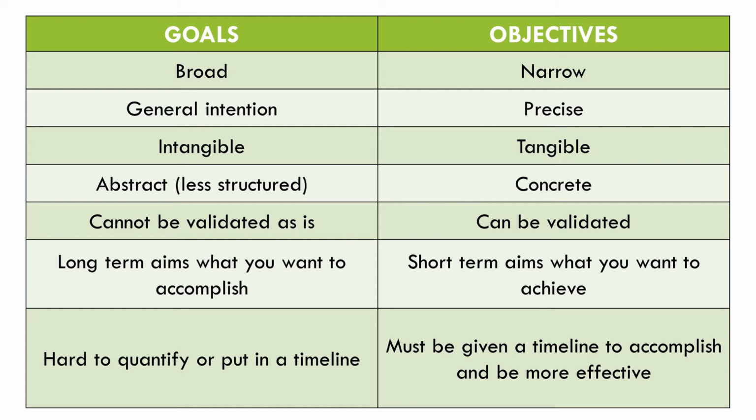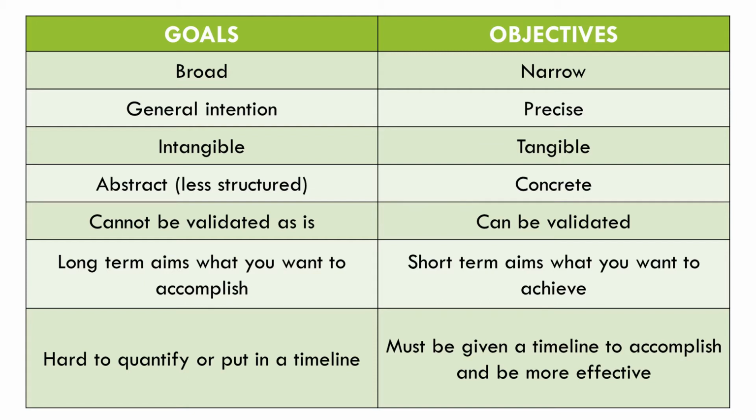And our goals cannot be validated as is. Of course, it is very clear we cannot validate them as they are because they are abstract. They are intangible. We cannot validate them because they are intangible, very abstract. Compared to your objectives, since they are concrete and very specific, they can be validated. They can be validated because it is tangible, visible. I am using the term visible for tangible for the purpose of the discussion, but that is not really the definition of tangible.